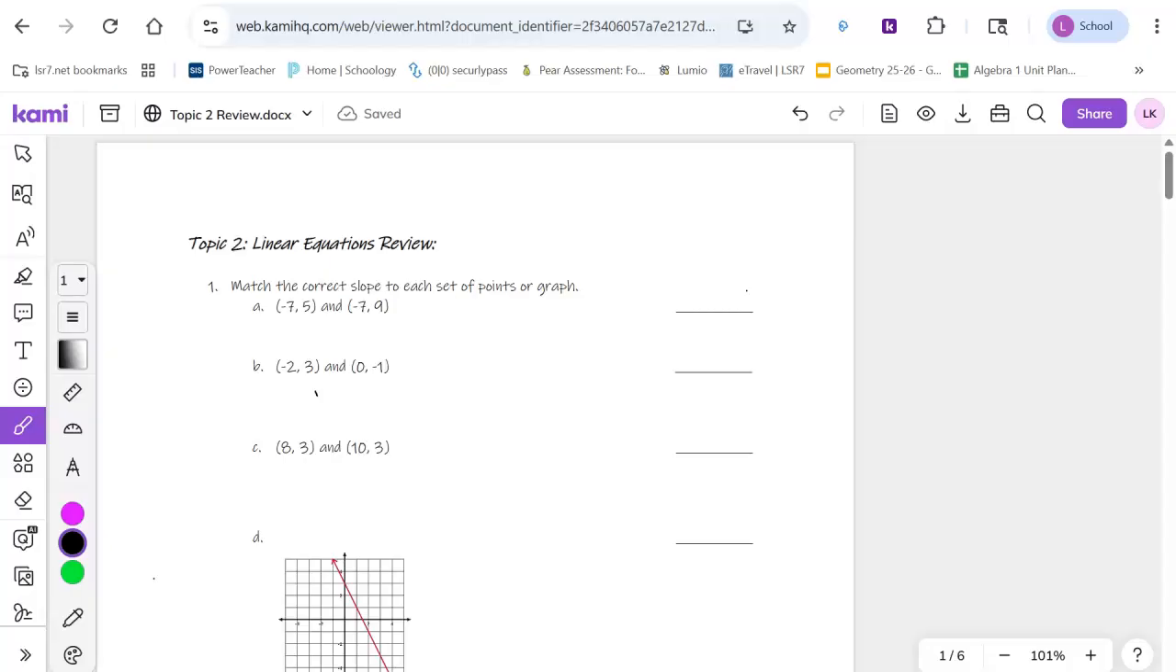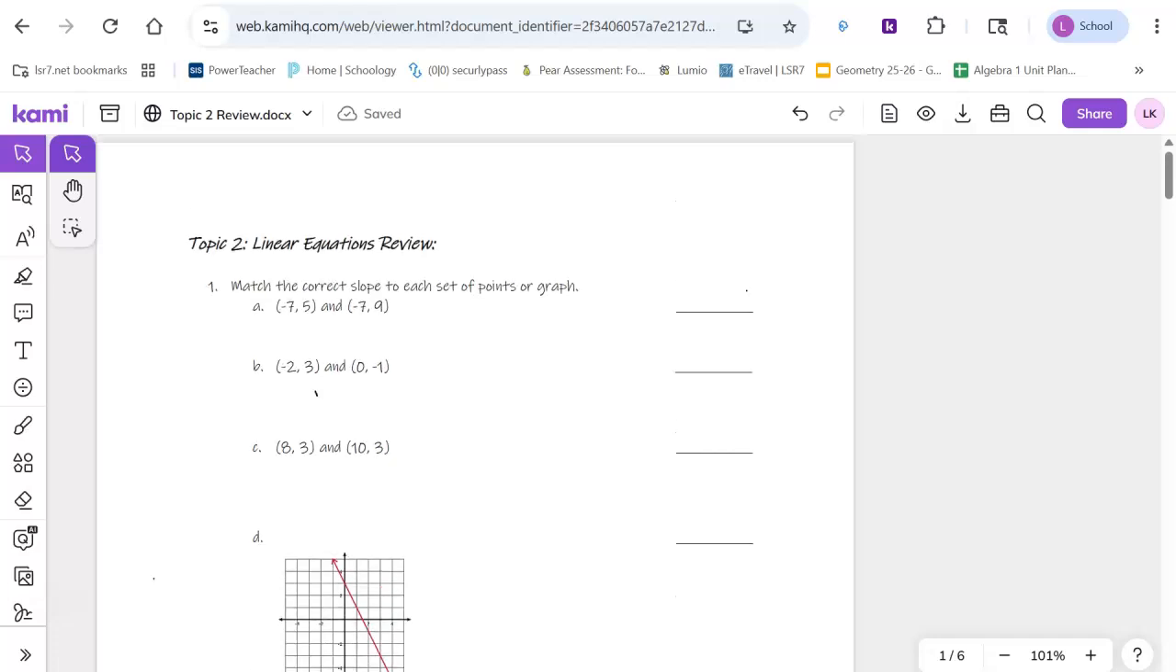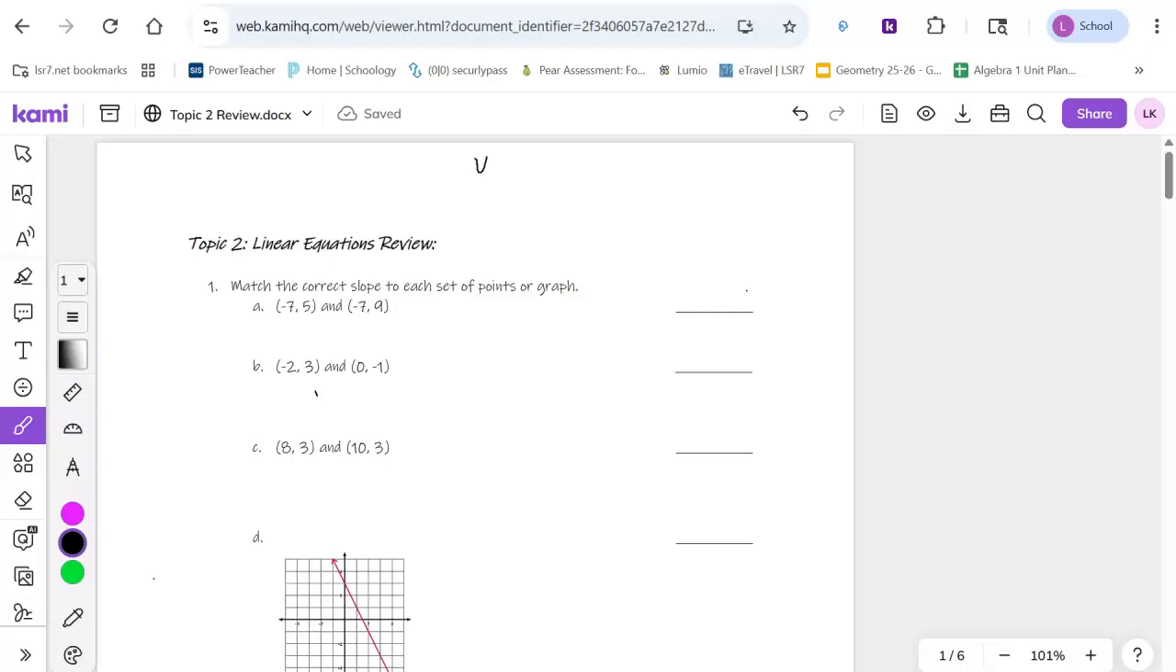So the first question is match the correct slope to each set of points or graph. So if we scroll all the way down at the bottom, I have a slope bank. However, I'm just going to solve it throughout. The slope formula, which you will be given, is y2 minus y1 over x2 minus x1. So the first thing I need to do, I have A, negative 7, 5, negative 7, 9. I'm going to label x1, y1, x2, y2. So then I have 9 minus 5 over negative 7 minus negative 7.